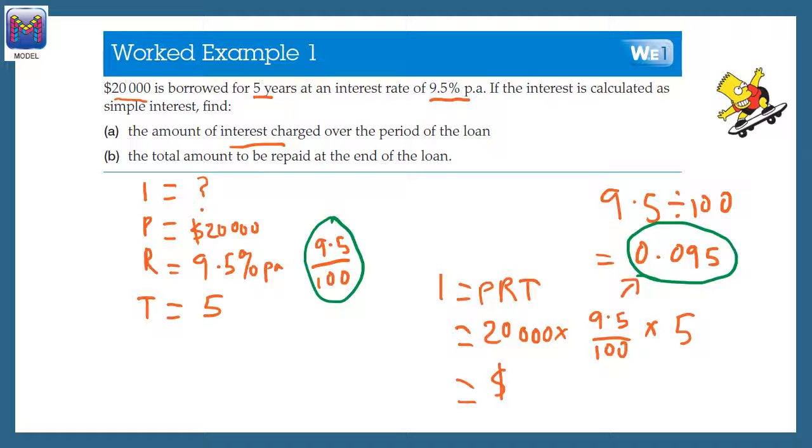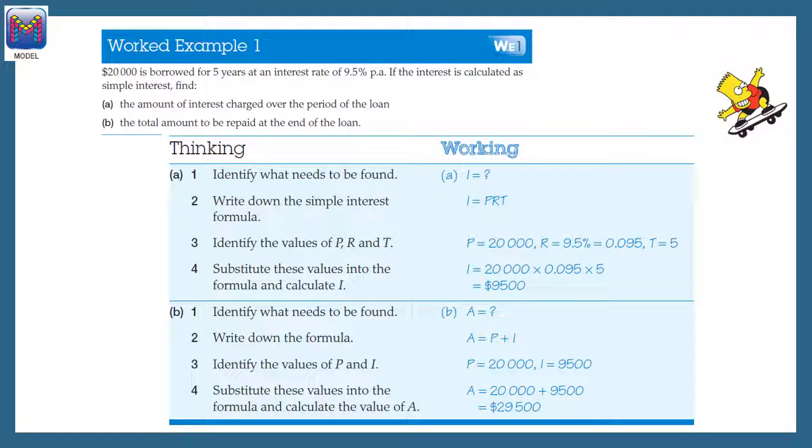We go 20,000 times 9.5. This bit here means divide by 100 and then times by 5. That's the buttons you push on your calculator. 20,000 times 9.5 divided by 100 times 5. And what does that work out to be? Here's my answer here. So we've written out what we know in that little line there. We've written the interest rate as 0.095 and it's $9,500 is the interest you pay.